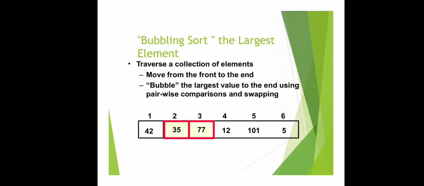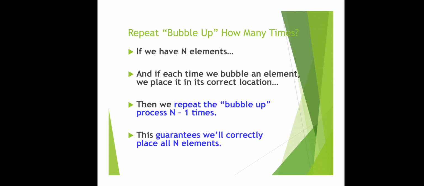35 is also lesser than 77, so no change is required. Then 12 and 77: 12 is lesser, so no exchange will take place. When we compare 77 with 101, there also no change is required. When we take 101 with 5, swapping takes place. How many times do we repeat the bubble up?